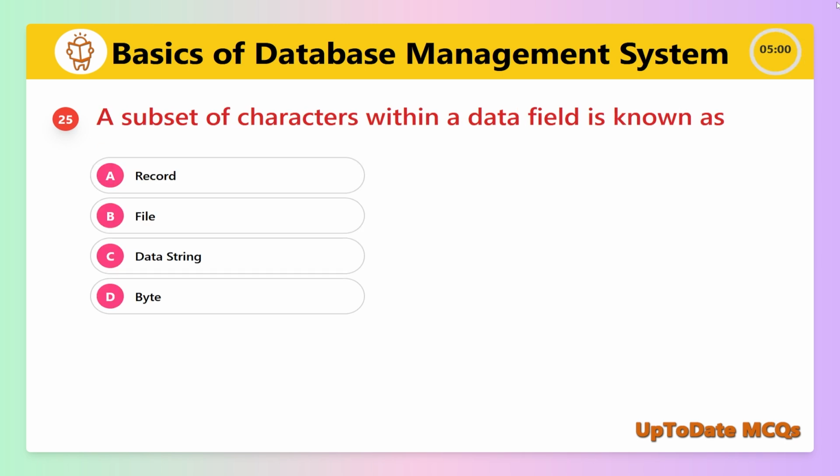A subset of characters within a data field is known as A. Record, B. File, C. Data string, D. Byte. The correct answer is option number C, data string.